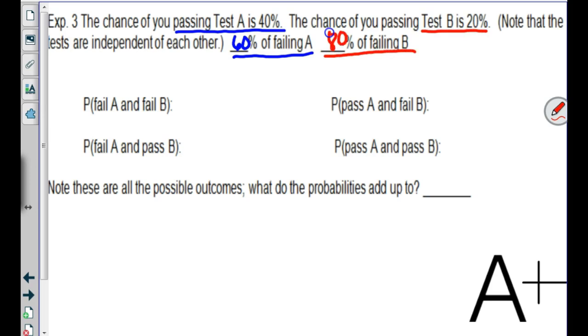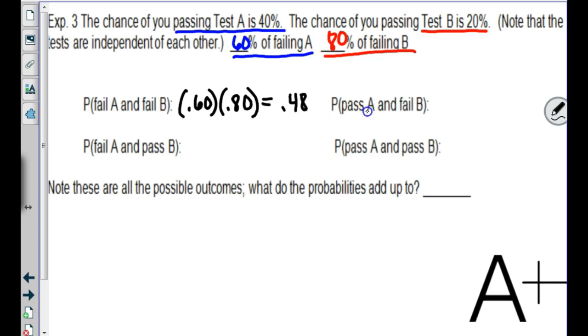80. Now, if these are two totally separate tests, one's English and one's math, they're not related, what's the chance that you fail A and fail B? They're independent events, so you're just multiplying the probabilities. Fail A was 60 and fail B was 80, so 48, yes?